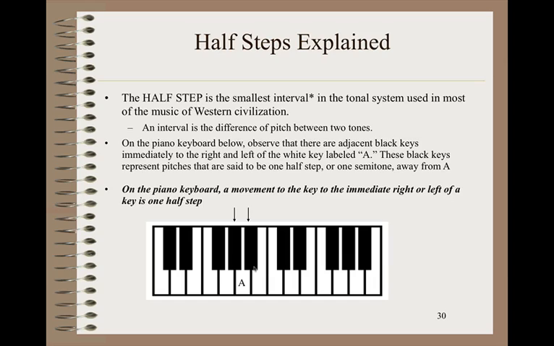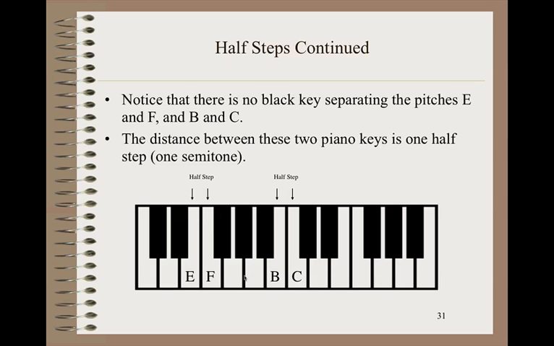And if I play them both together, it sounds like that. So that's a half step above. Now if you go from the A to the black key to your left or below, and again if I play them together, so that's an example of a half step.